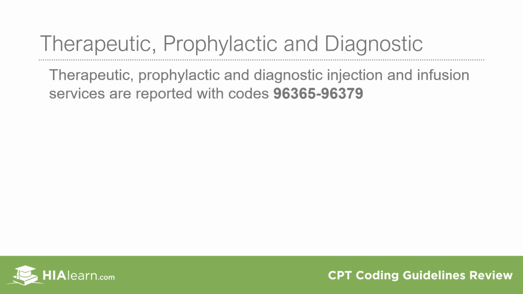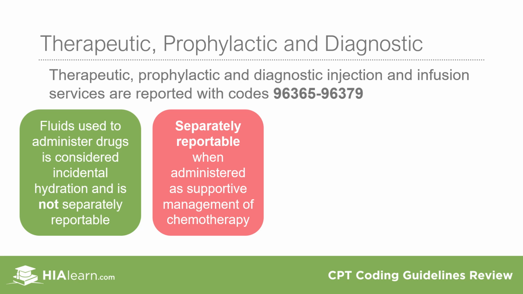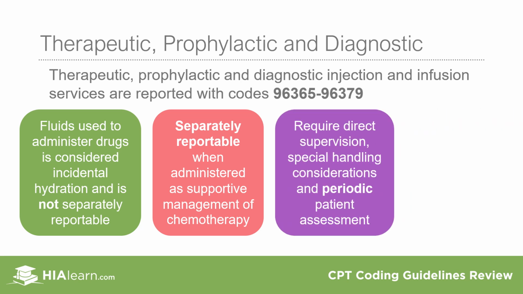Therapeutic, prophylactic, and diagnostic injection and infusion services are reported with codes 96365 to 96379. Fluids used to administer these types of substances are not reported separately, as this is considered incidental hydration. Codes for administration of these types of substances may be reported separately when provided as supportive management for chemotherapy. Administration of these substances requires direct supervision, special handling considerations, and periodic patient assessment.